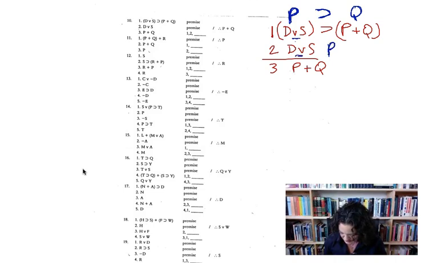D or S is P. And then P and Q is here. So then that would be Q. All right, if P, then Q. P, therefore Q. What's that? That's our friend, modus ponens, right?